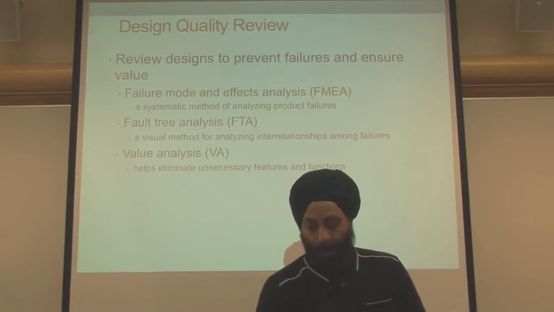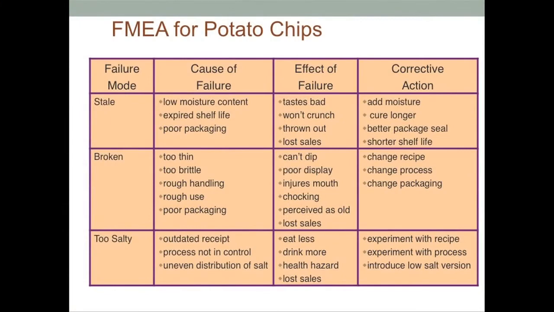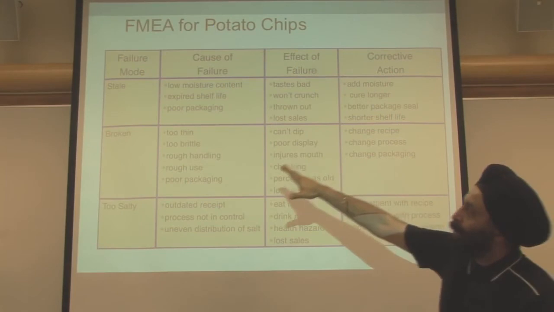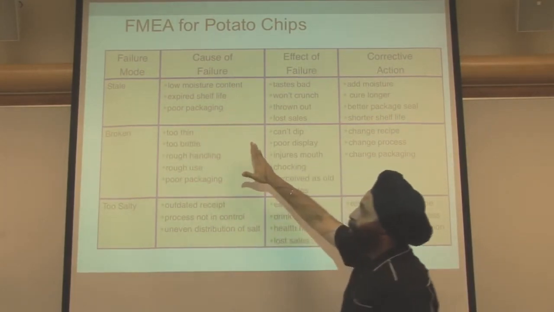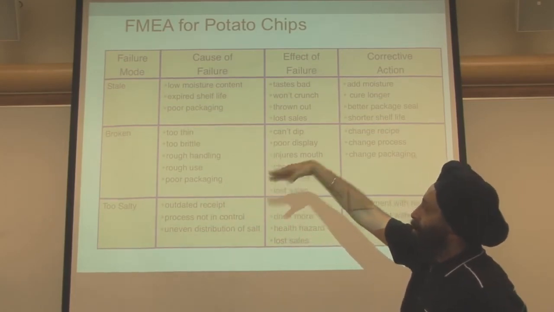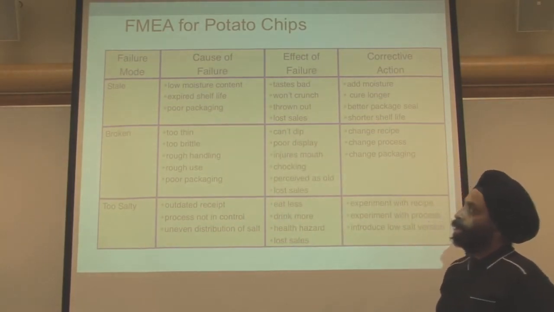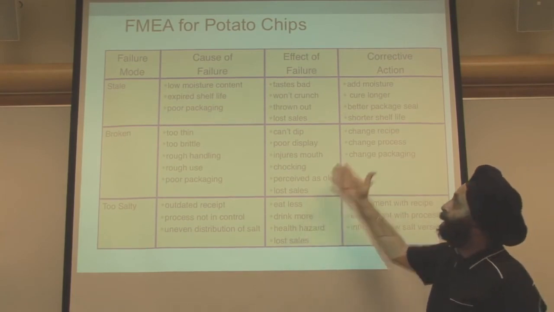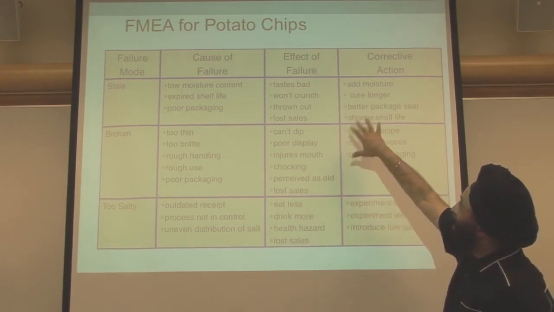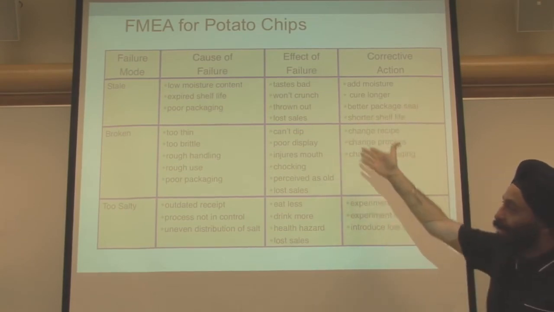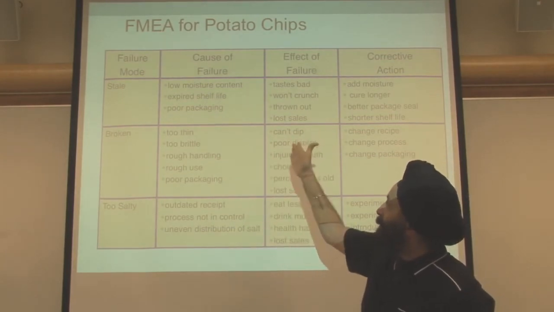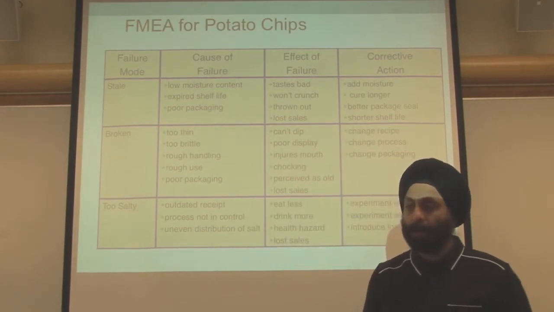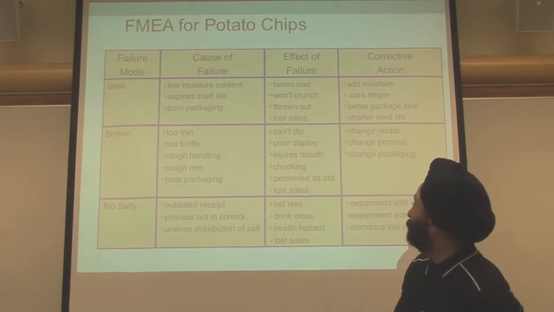So, for example, the following slide is an example of FMEA on potato chips, where you can think of the failure mode as stale, and ask what is the cause of why the potato chips became stale. Examples are low moisture content, expired shelf life, and poor packaging. The effect of failure: tastes bad, won't crunch. And again, what can be done to fix it. So you can see that as an example of identifying specific causes and what the effect is, and if the effect is important enough, take corrective action.